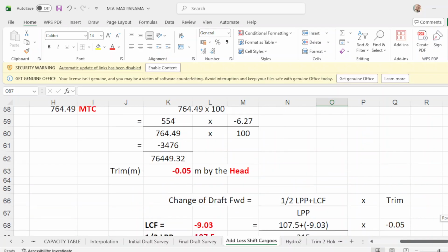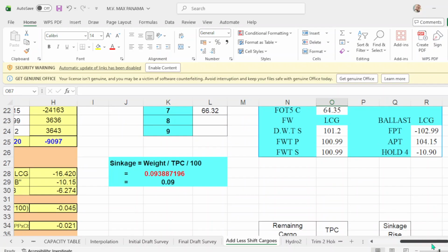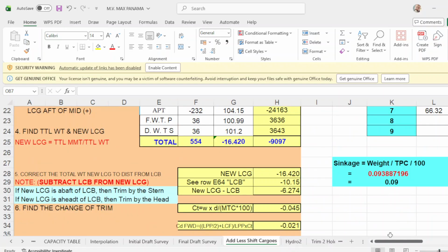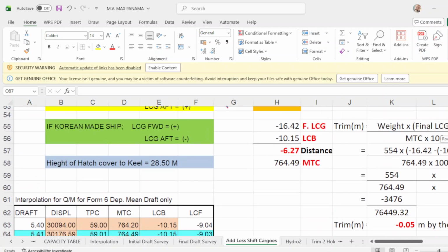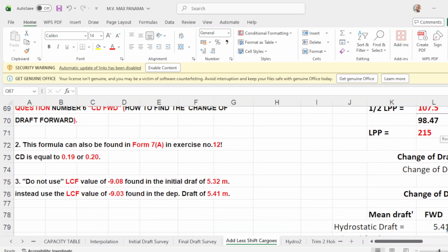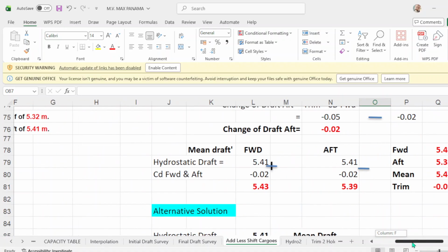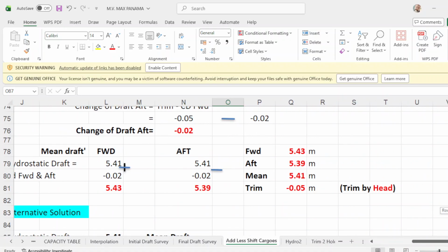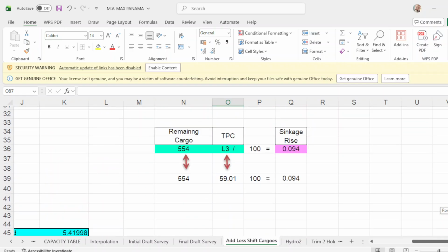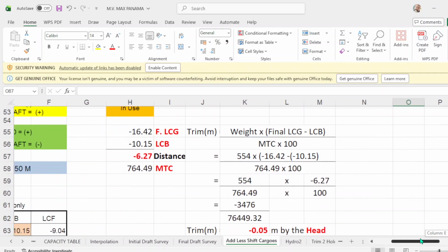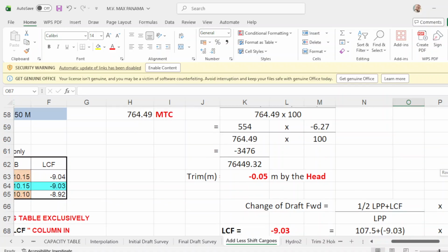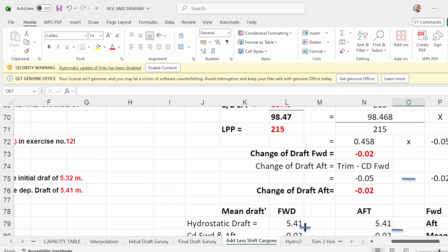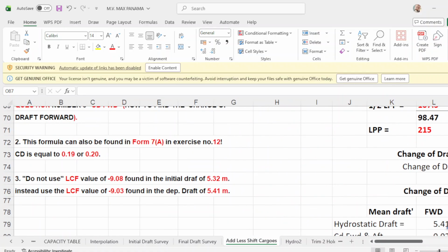So that's it, guys. This is the program, and this is the manual computation. So you can check yourself by comparing this manual to the program. Okay. So that's it, guys.